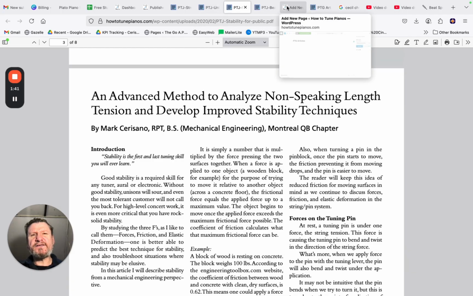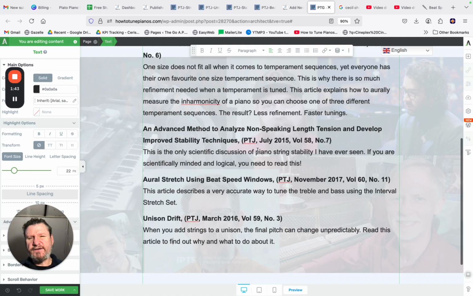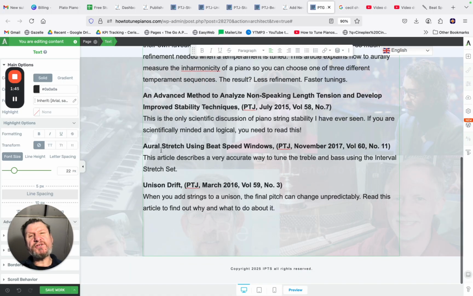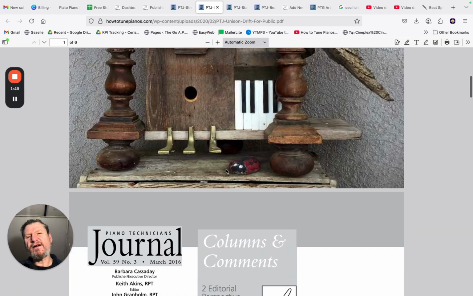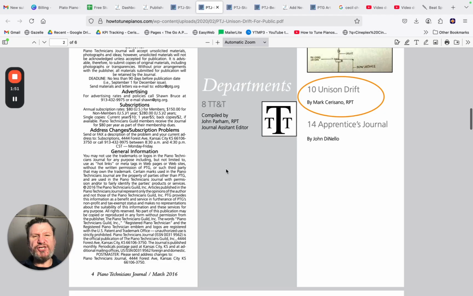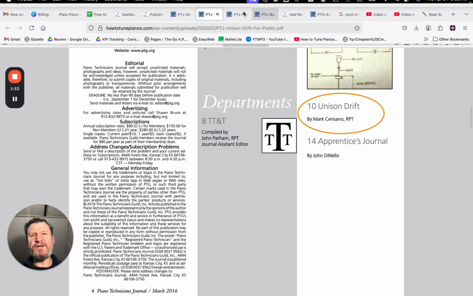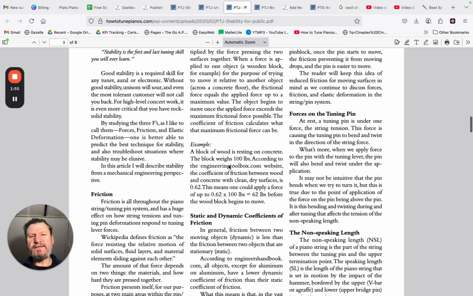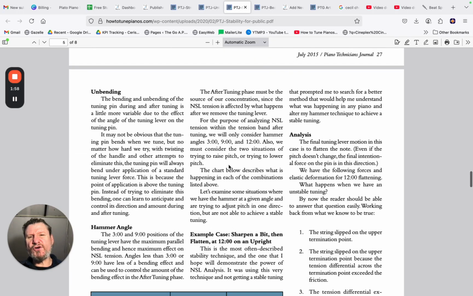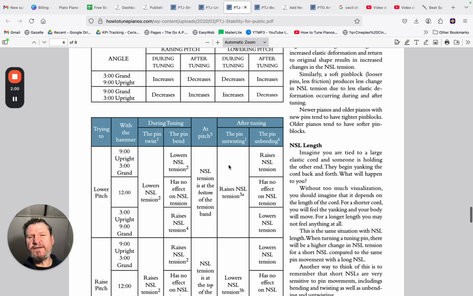And then the next one is aural stretch. So how to tune the treble and the bass to be more accurate. And this article talks about the stretch interval set. There it is. And it should show a picture of it here somewhere.